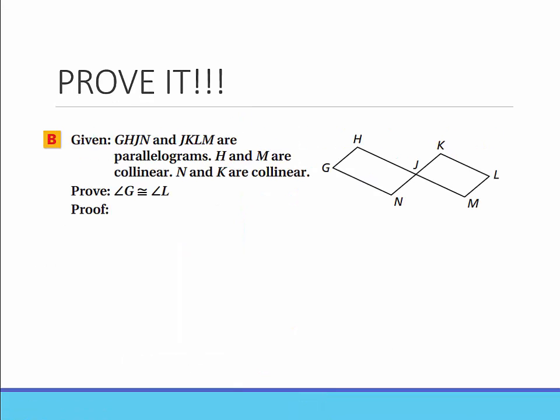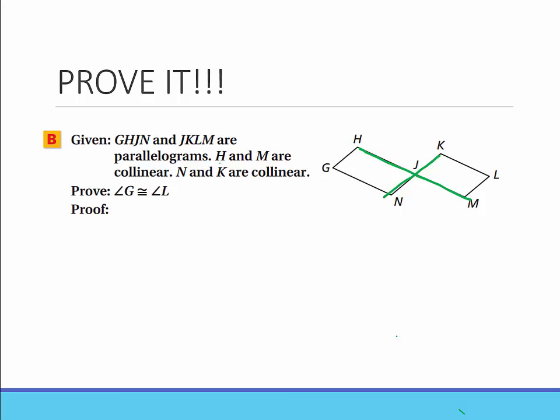All right, let's do one more proof. So we have these two parallelograms here. The only thing they tell us is that H and M are collinear and that N and K are collinear. So that just means that this is one line and this is another line, just telling you that it's not broken apart or you get two different segments here.